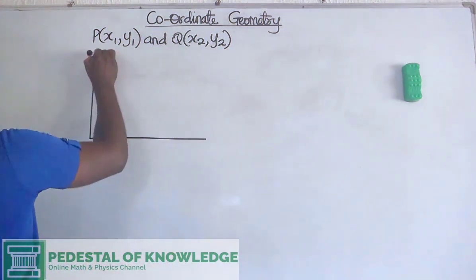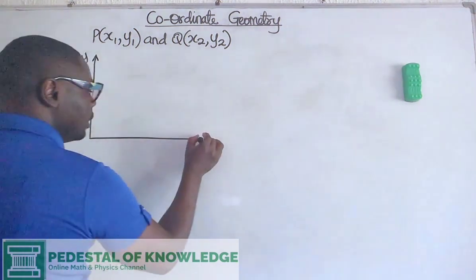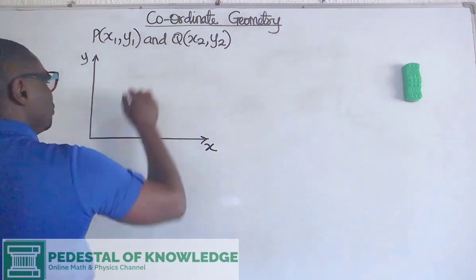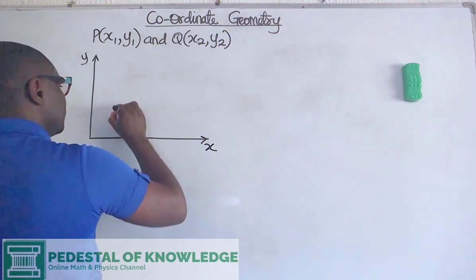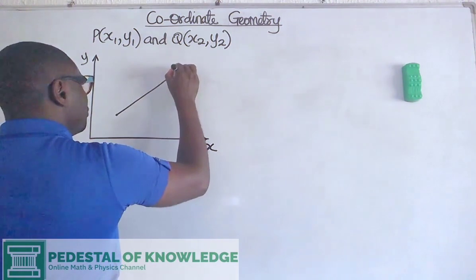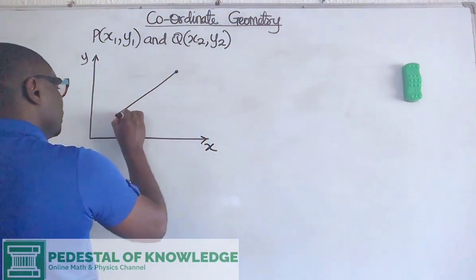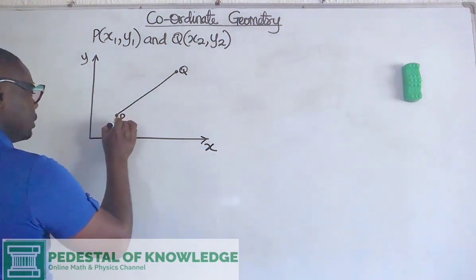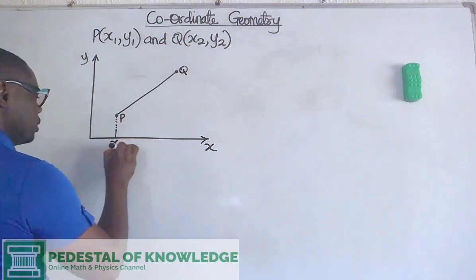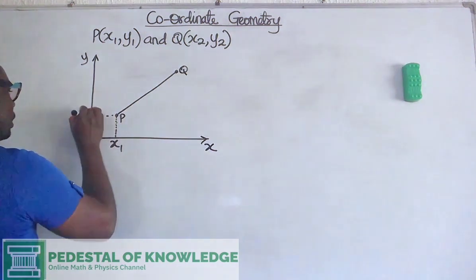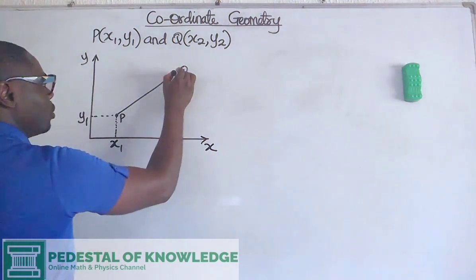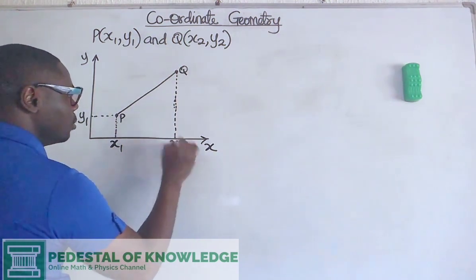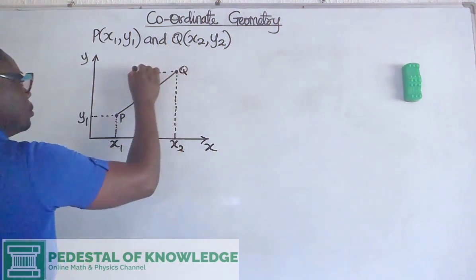Okay, now, this is the y coordinate and this is the x coordinate. Now, if the line connecting P and Q is this line, and we have the 2 points, this is a point P and this is a point Q. And point P is on coordinates x1, y1, while Q is on coordinates x2, y2.